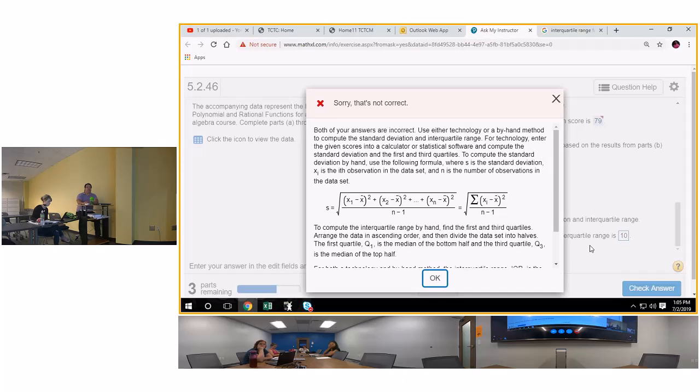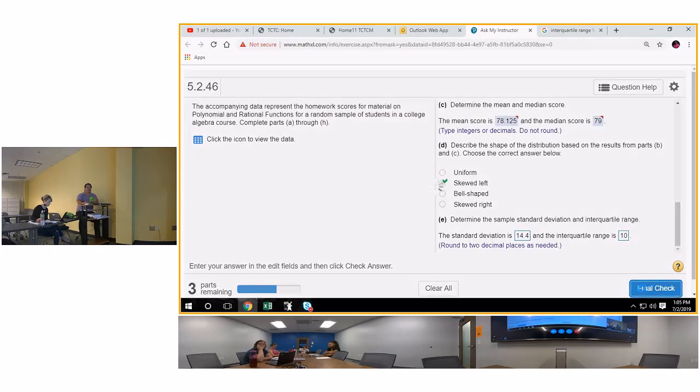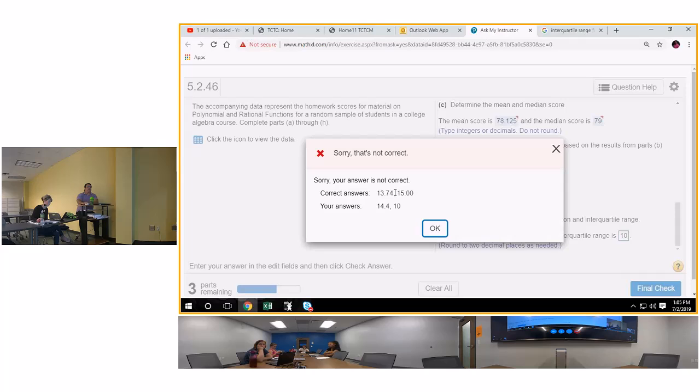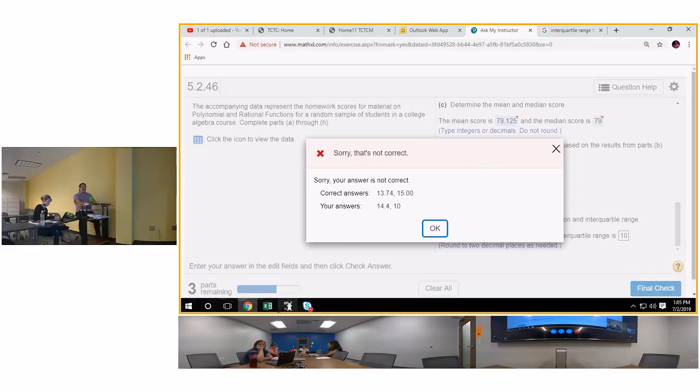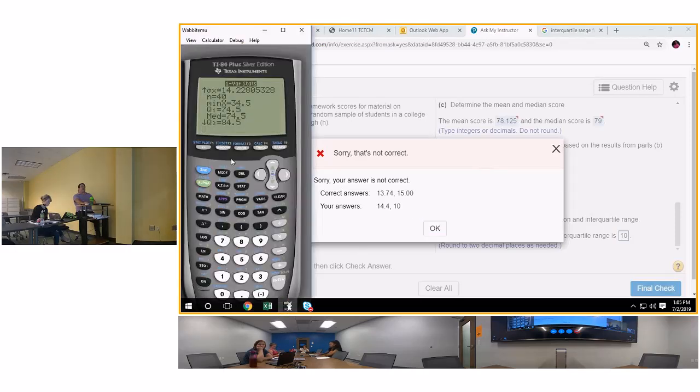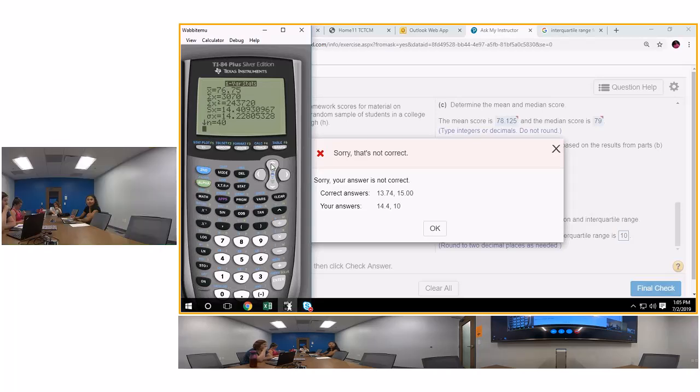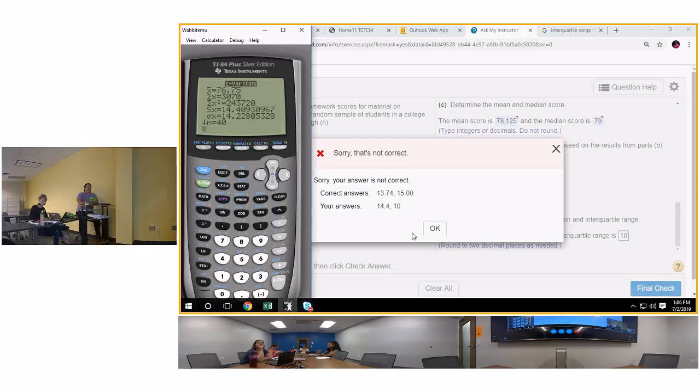Okay, how did you get 13.74? That's what my calculator said. But the interquartile range is trying to say it's 15, but that's not what my calculator said. I got something else. Okay, how did your calculator get 13 and mine got 14? I used the calculator online. I just entered in all of the data sets, and that's just what it gave me. Then mine are a few numbers off from yours, but it's still the same.